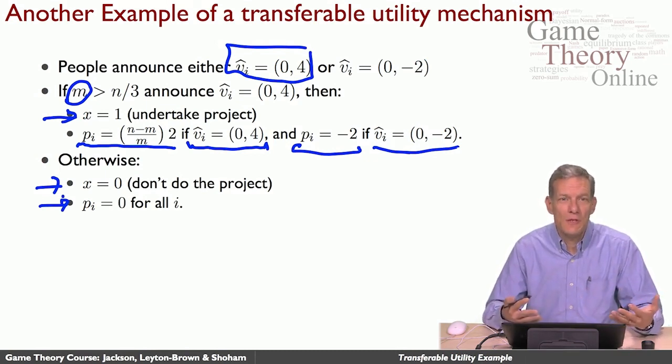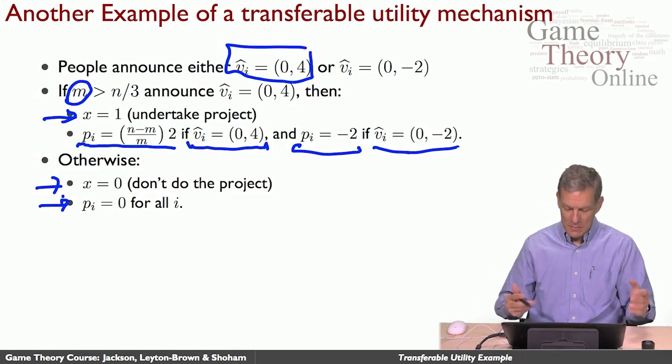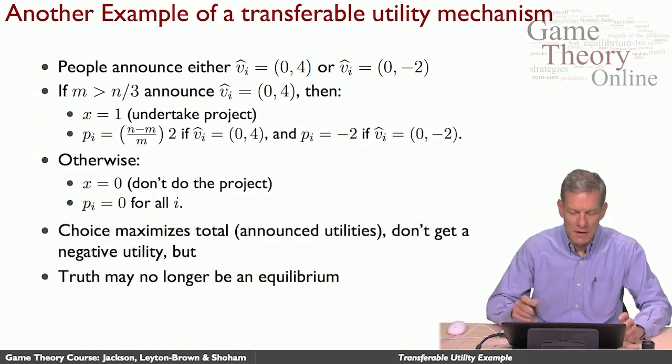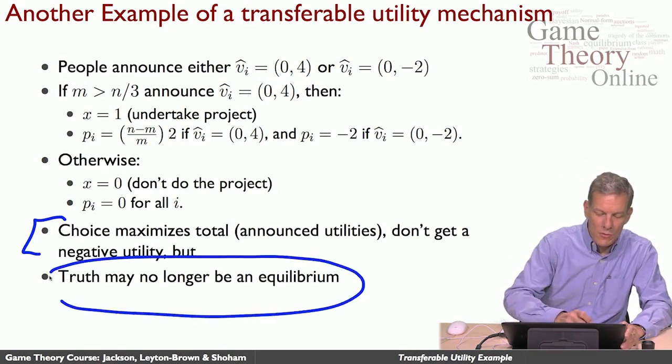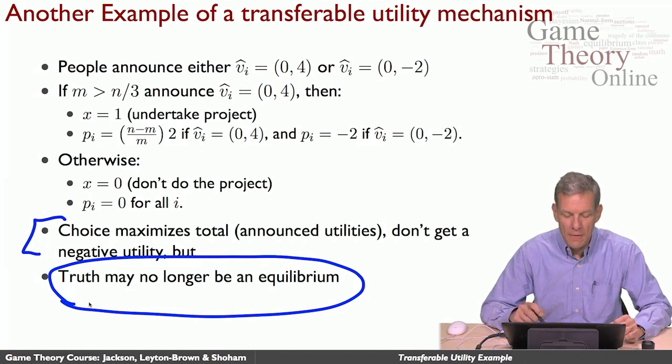What's the difficulty with this particular mechanism? Well, it does maximize total utility. You never get a negative utility, but now we've lost the fact that truth is in equilibrium, right? Why have we lost the fact that truth is in equilibrium?